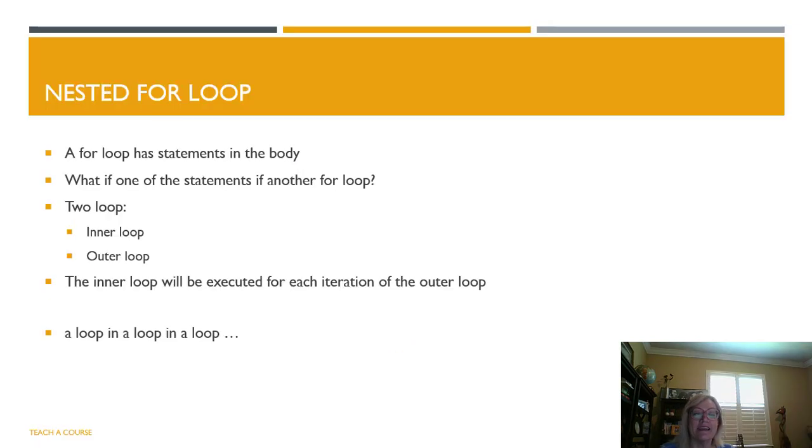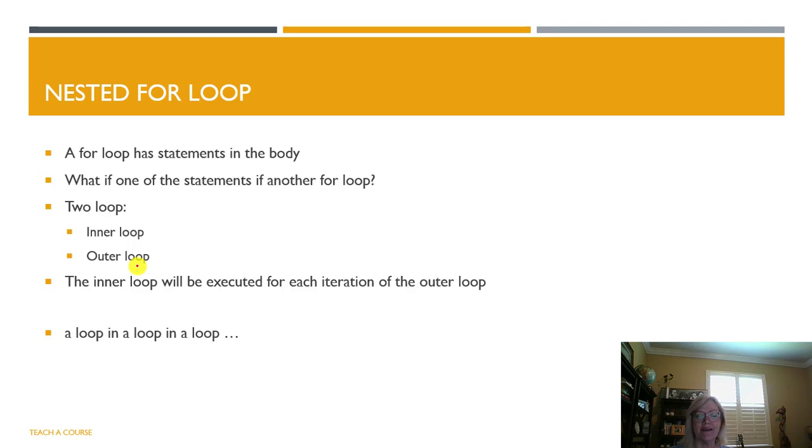Now let's look at the nested for loop. So as you know, a for loop can have many statements inside of it. What if one of the statements was another for loop? Then you would have a for loop inside a for loop, and that's what a nested for loop is. If you have one for loop inside of another for loop, we're going to call the inside one the inner loop, the outside one the outer loop. The inner loop will execute many times for every one iteration of the outer loop.